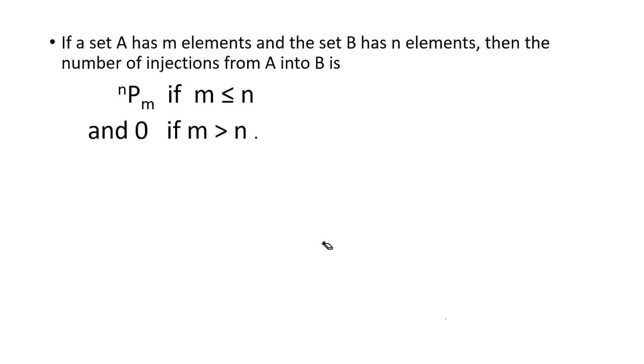And then we have derived a formula to find the number of injections from a set A with m elements to a set B with n elements. The number of injections, or number of 1-1 functions, is going to be nPm, as long as m is less than or equal to n. When m is greater than n, we will not have any injection.